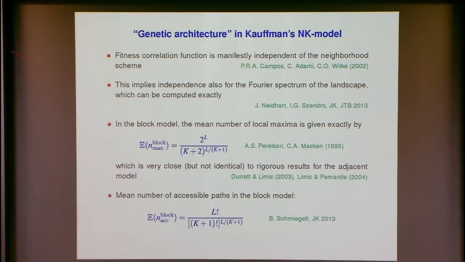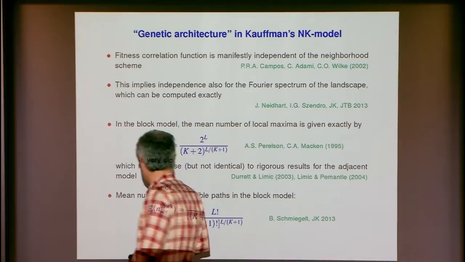In particular, the block model, which was introduced by Perelson and Macken in 1995, is nice because you can calculate things analytically, and in particular you can calculate the expected number of maxima. If you compare that with the rigorous work by Rick Durrett and others on the asymptotic properties of the number of maxima for the adjacent model, you find that they're very close. They're not the same, so there are clear differences. But our experience, also with the number of accessible paths that I will get to, is that with regard to average properties the genetic architecture doesn't seem to matter a whole lot, but with regard to fluctuations it appears to be very important.